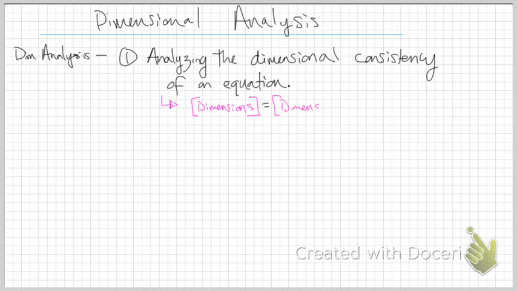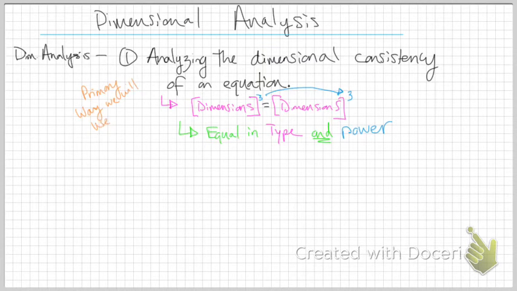So by analyzing dimensional consistency of an equation, I mean you look at the dimensions, like length, mass, or time, on each side of the equation, and they need to be equal in the same type and order of magnitude. By type I mean like length, and by order of magnitude, the power. So if it's an equation that's describing area, then it should be length squared on one side and length squared on the other side, or volume, length cubed. That's the primary way we'll use dimensional analysis in our class this year.